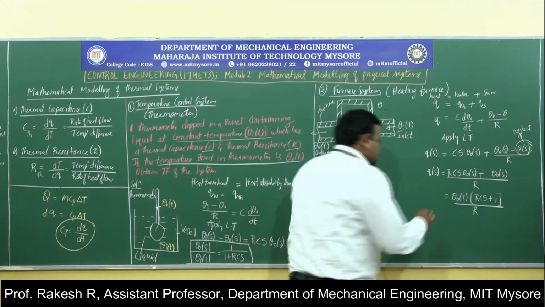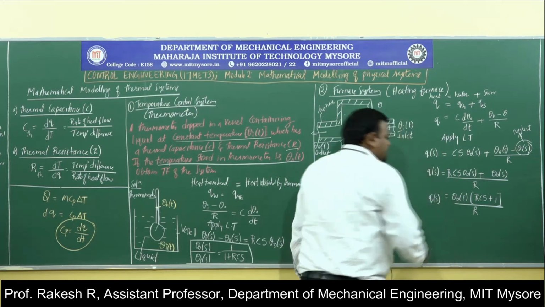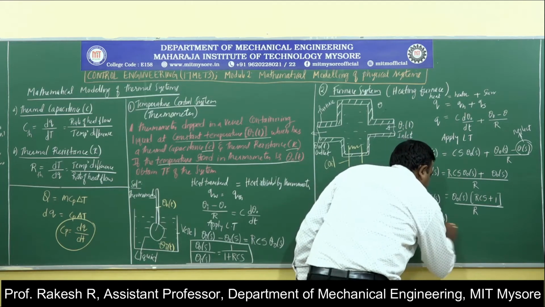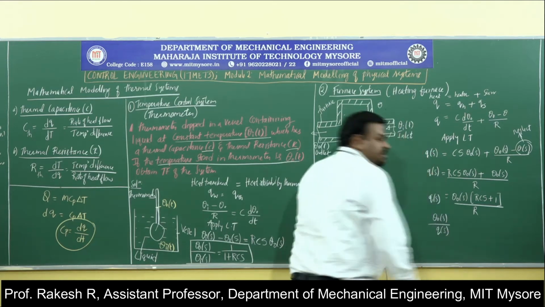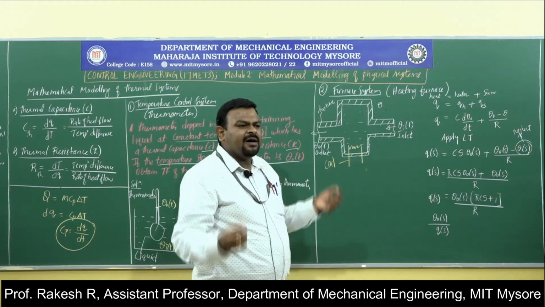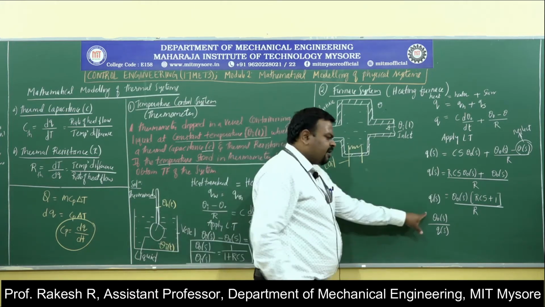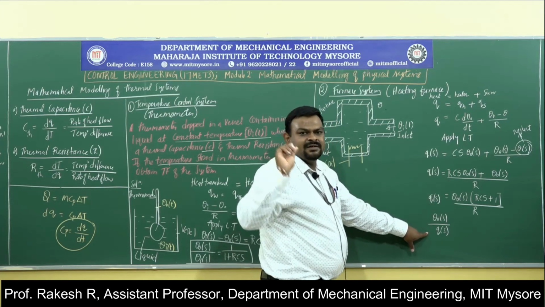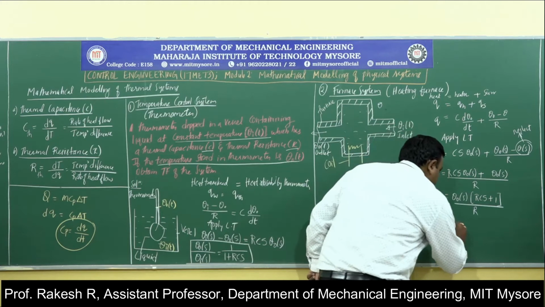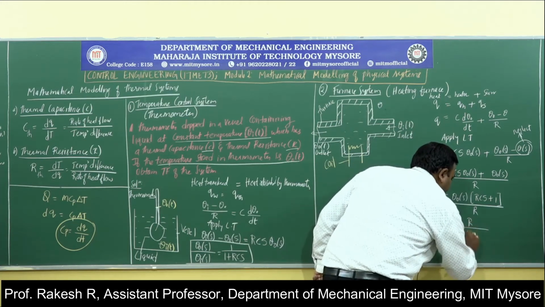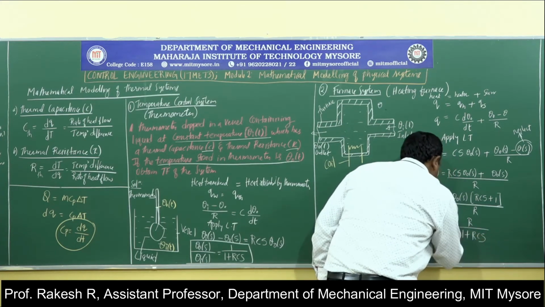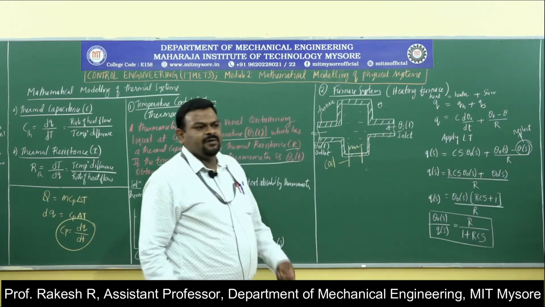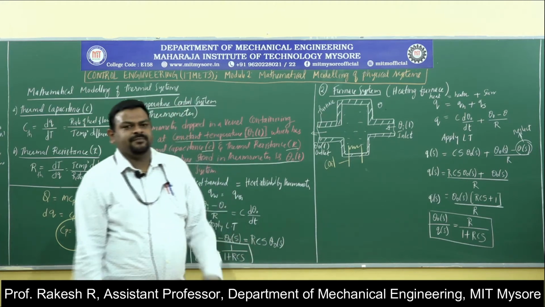So rearrange this. What is the output? Output is theta naught of S, the hot water we are getting, the temperature of hot water, theta naught. What is the input? Input is heat flux: heating the furnace is the input. So it will be equal to R divided by 1 plus R Cs. So this is the transfer function for the furnace system, or heating furnace system.